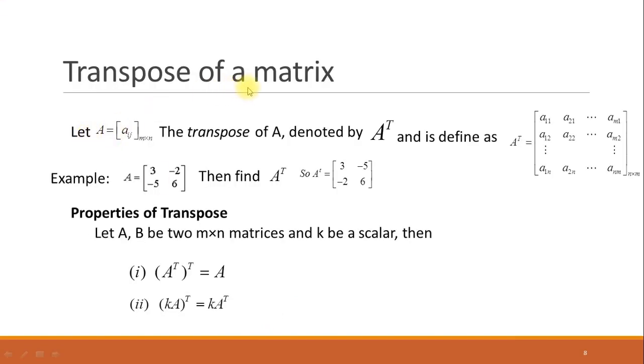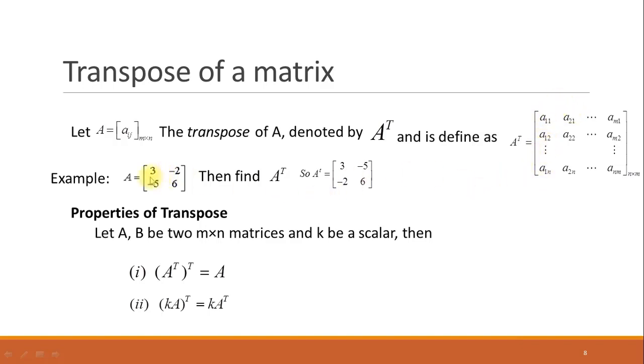Now, transpose of a matrix. Let A be a matrix of order m by n. The transpose of this matrix A, denoted by A transpose, is defined as A11, A21, and so on up to Am1. Dear students, in the original matrix, this is the row of the original matrix A11, A12 up to A1n. This is the row of the original matrix, but in the transpose we shift the row into the column.